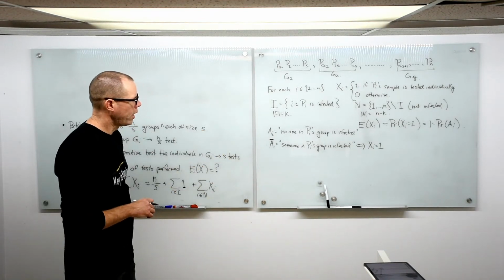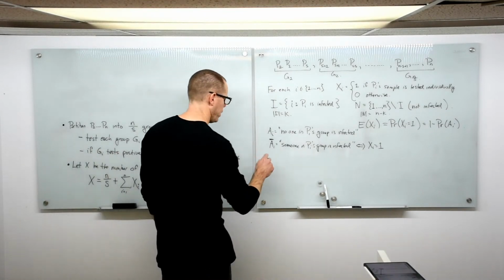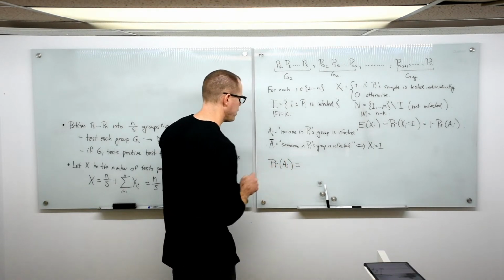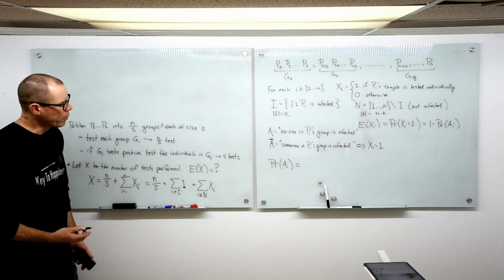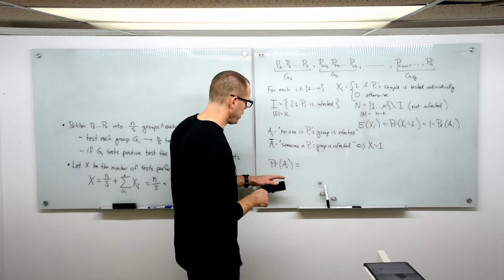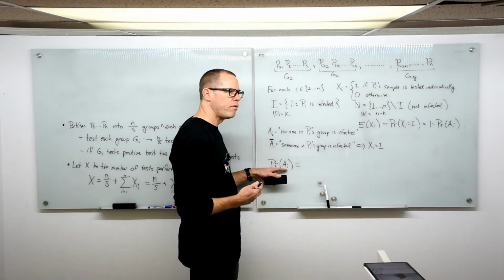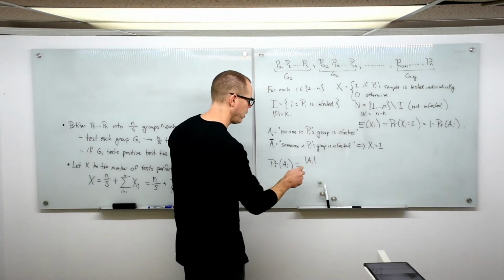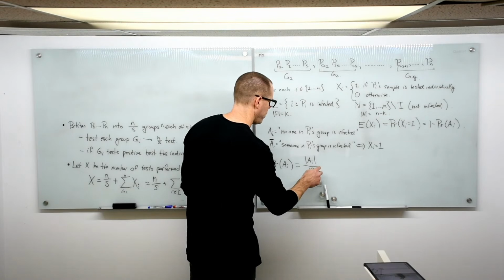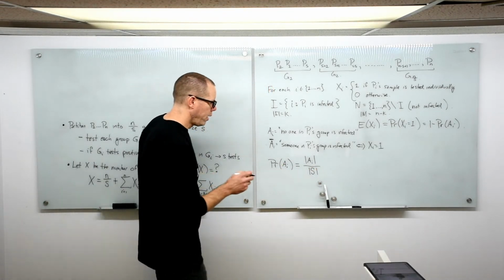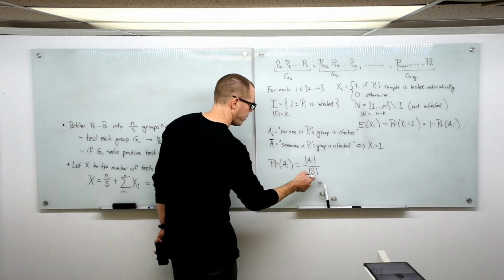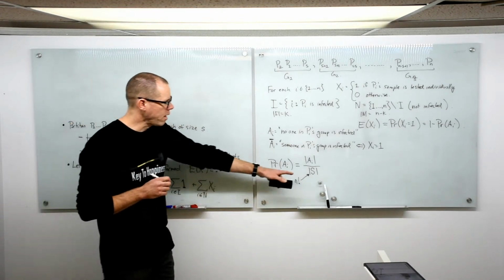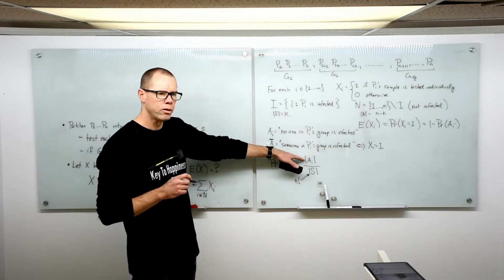So what's the probability of AI? Let's write that down, probability of AI. Well, remember this is a uniform sample space. And so that means the probability of an event is just the size of the event, so the number of outcomes in that event, divided by the size of the sample space. And the sample space is just all the permutations of those people. So that has size n factorial. This is the thing that we need to compute up here.